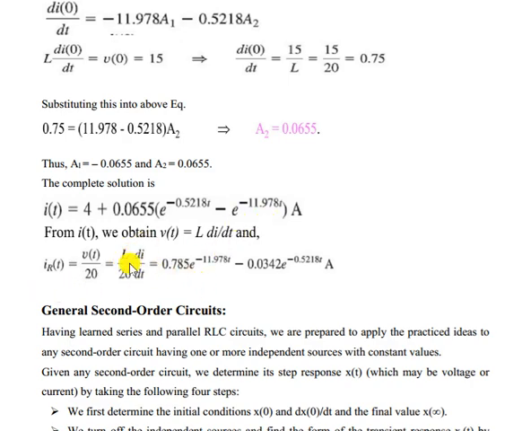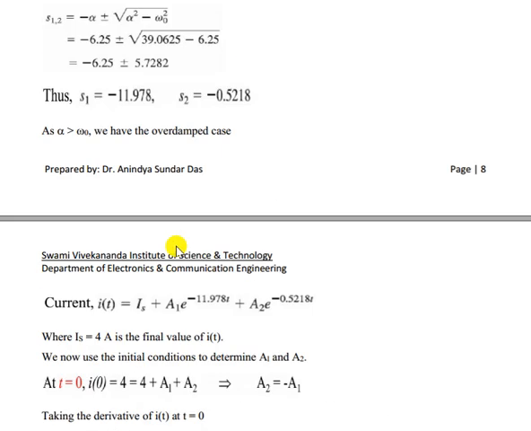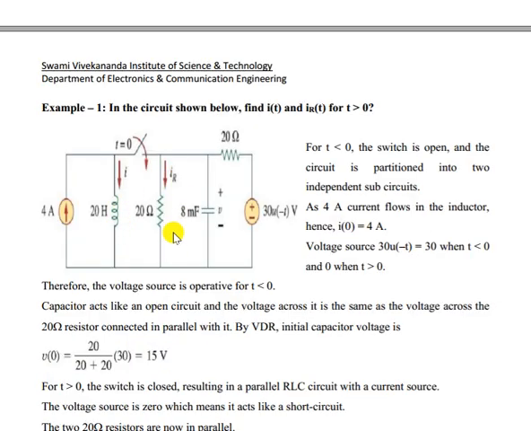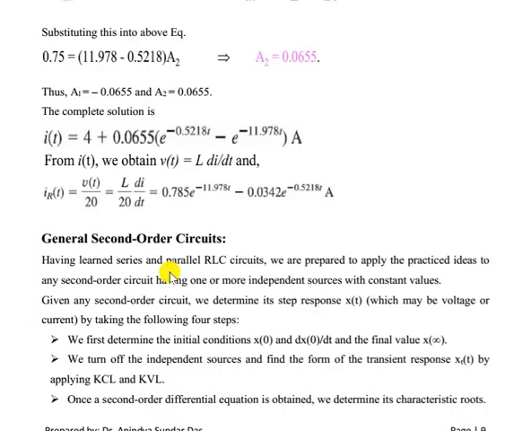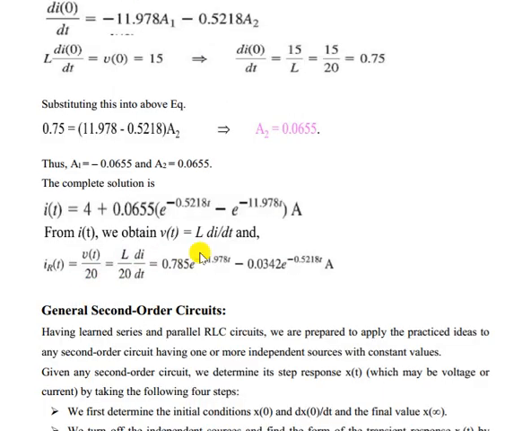So another point is that we got this i(t). Now we can obtain v(t) also. We know the value of i(t), so now we can find the value of v(t), which is nothing but L di/dt. Or i_R(t) you can find by v(t) divided by 20, that is L di/dt divided by 20. Then you can solve for that.